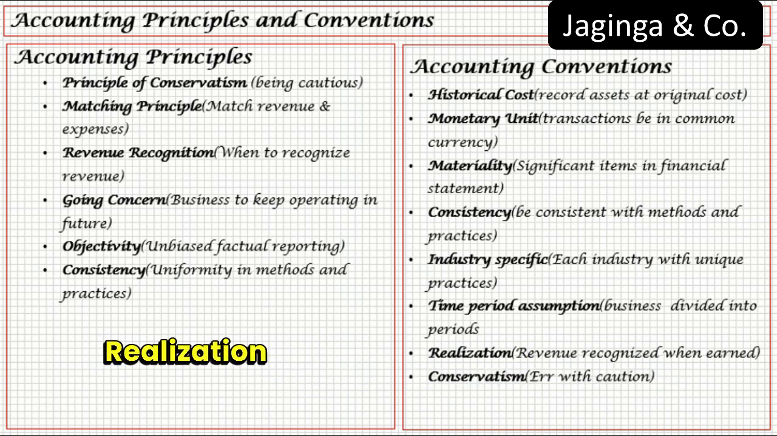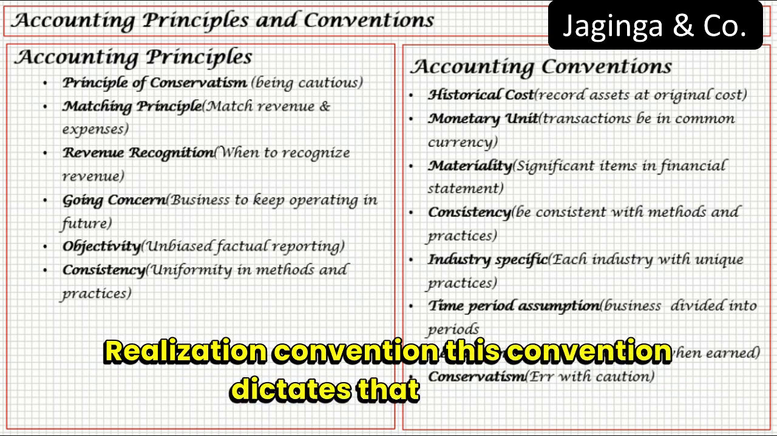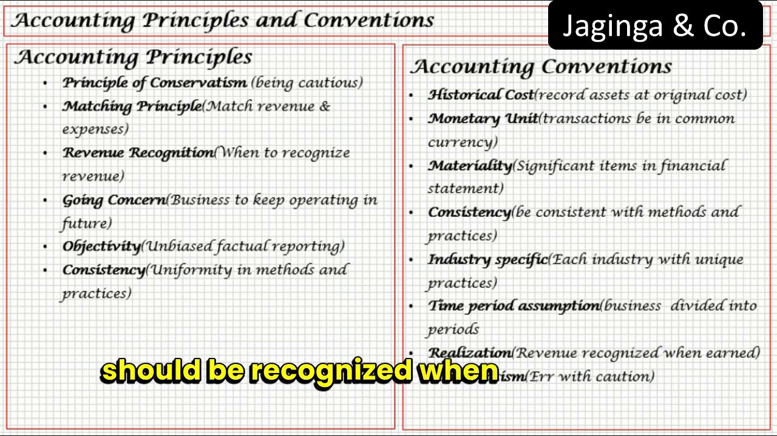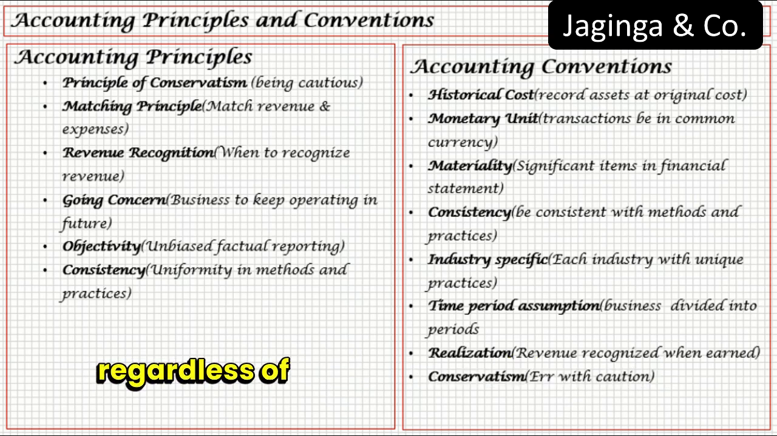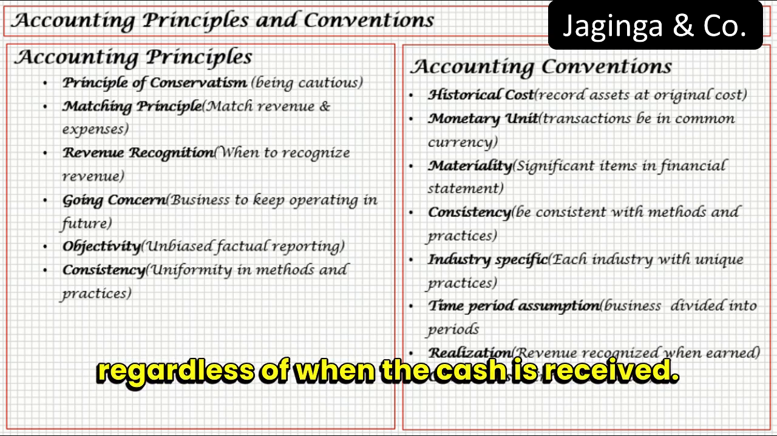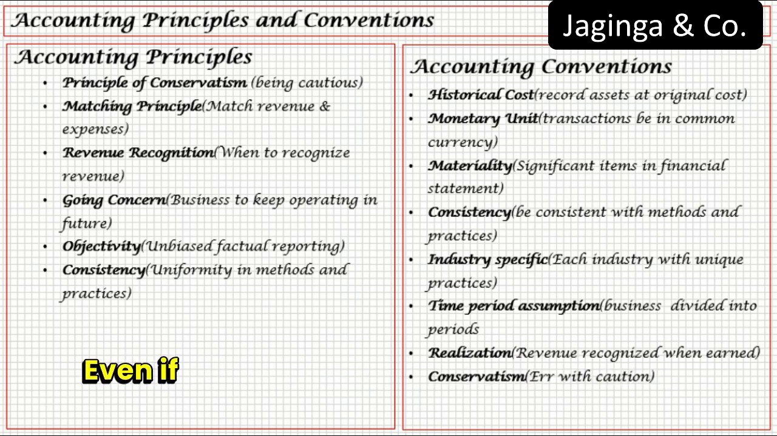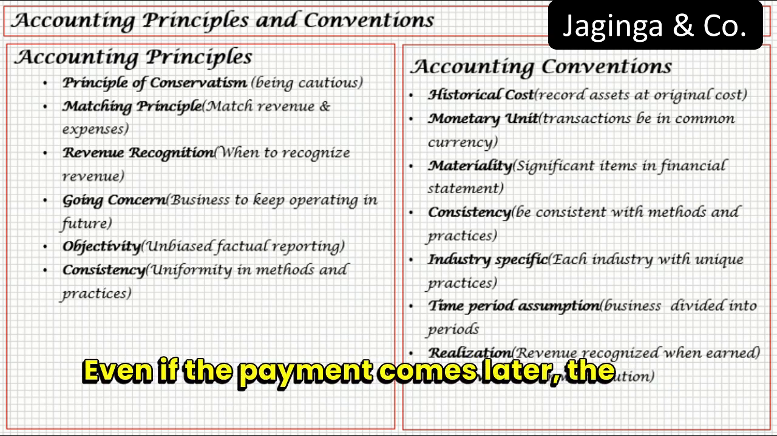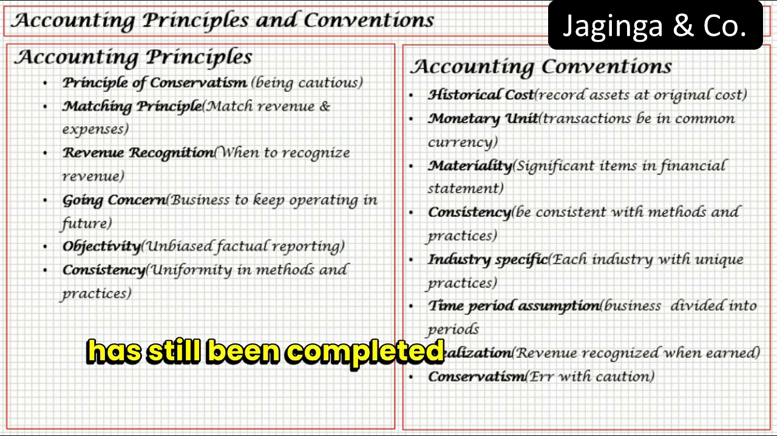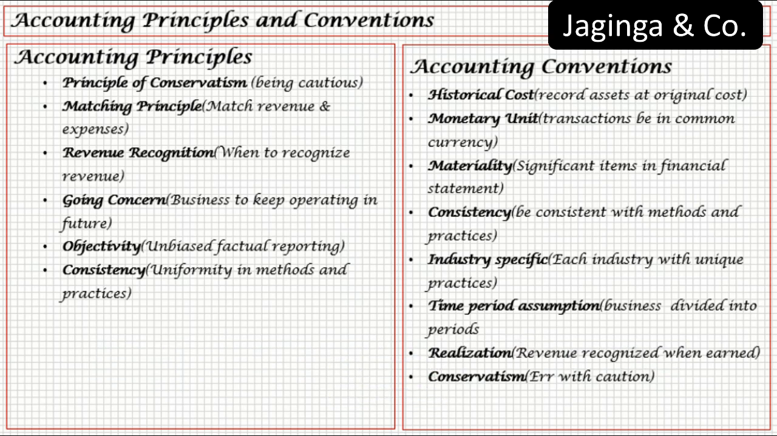7. Realization convention. This convention dictates that revenue should be recognized when it is earned, regardless of when the cash is received. It's like getting paid for a job well done. Even if the payment comes later, the work has still been completed and the revenue earned.